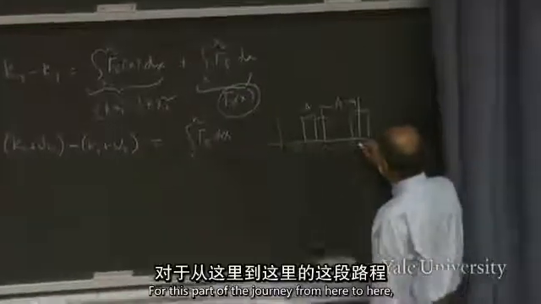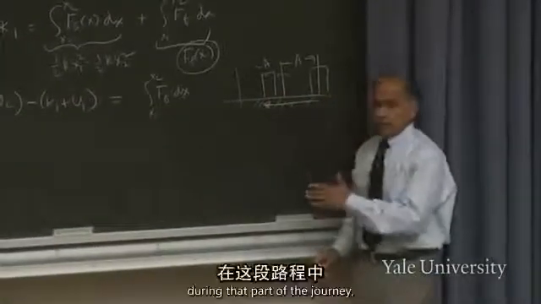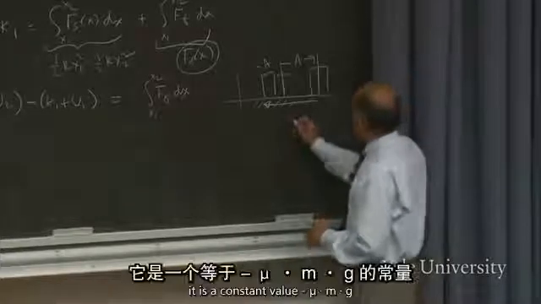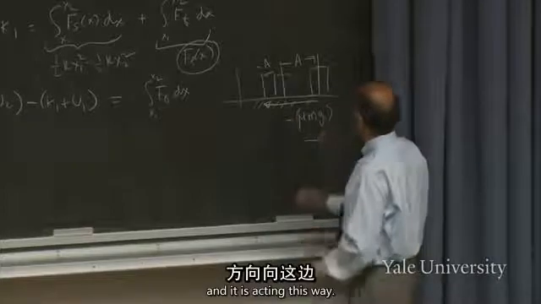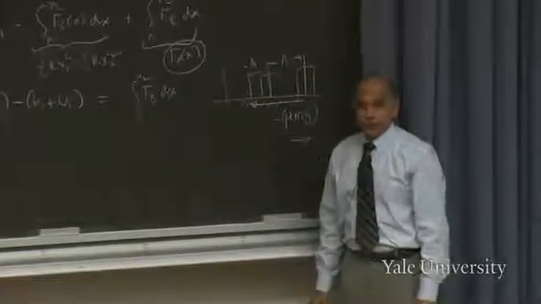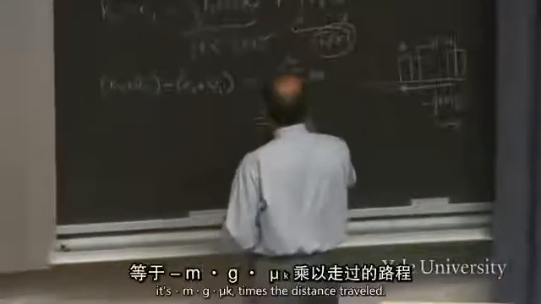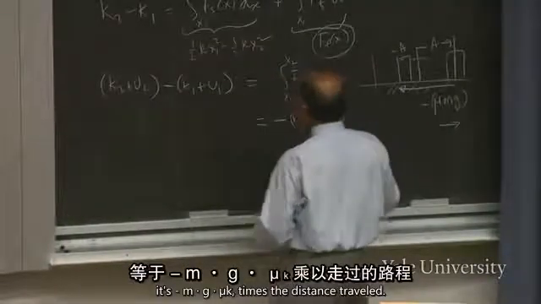For this part of the journey, from here to here, the force is a well-defined function. Namely, it is a constant value, minus mu times mg, and it is acting this way. So for this part of the trip, I can do the integral. It's very easy to find out what it is. It's minus mg times mu kinetic times the distance traveled.